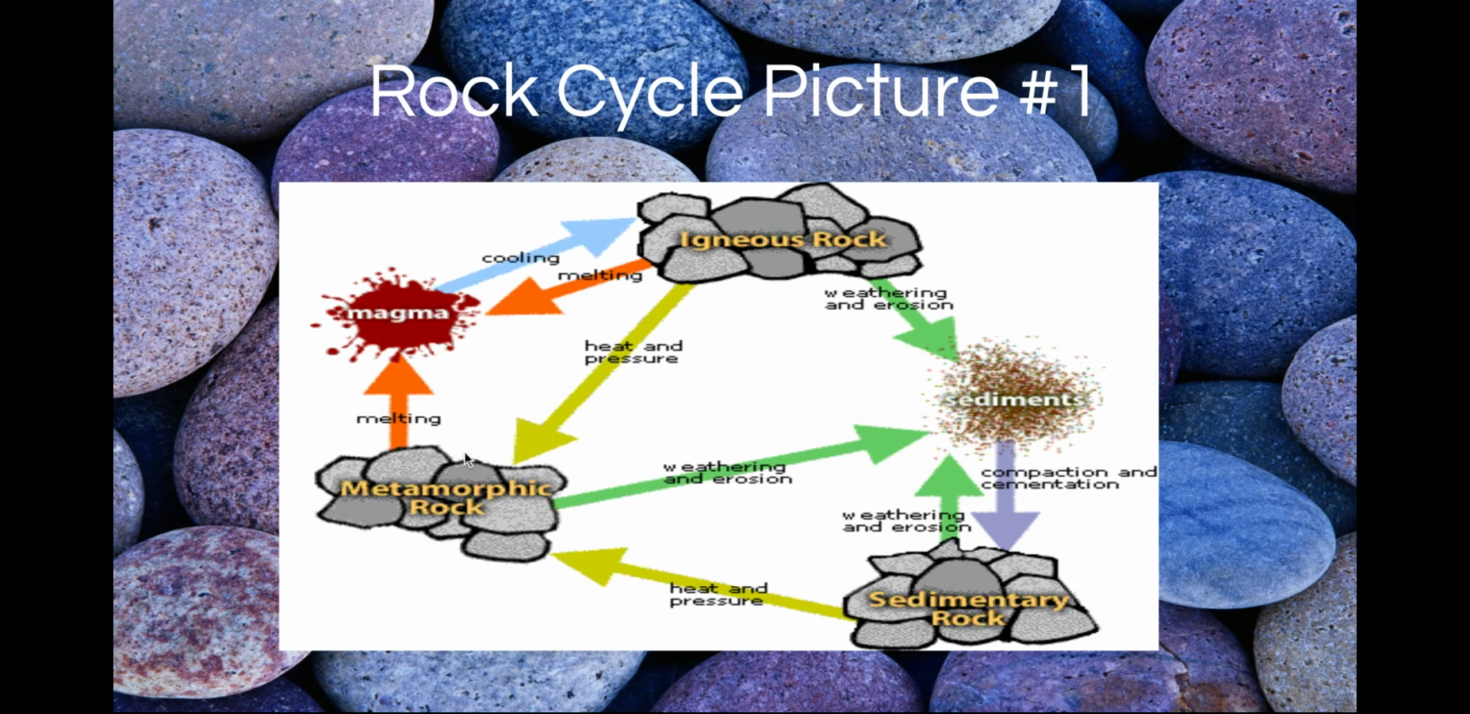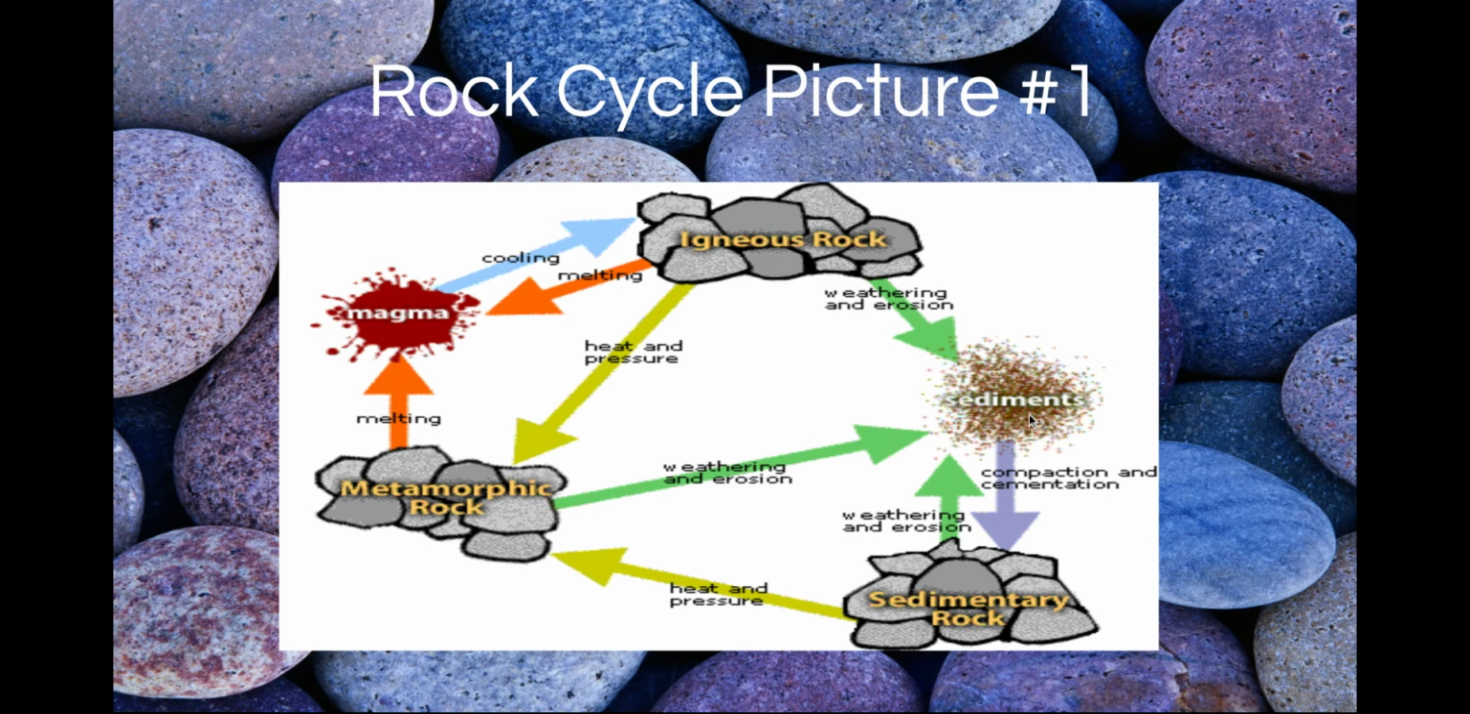So a metamorphic rock can also be squeezed under heat and pressure to make a different kind of metamorphic rock. But under enough heat and pressure, a metamorphic rock can eventually melt down into magma. Metamorphic rocks, just like igneous rocks, are still at risk of being weathered and eroded into sediments. So we have a green arrow pointing to sediments here.